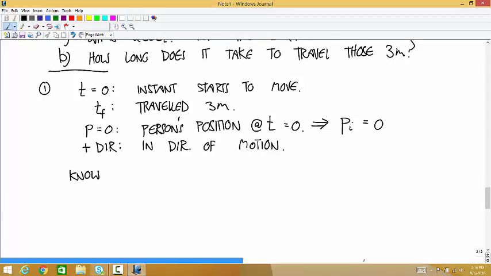Okay, now let's list out what we know and what we want. So TF, do we know the elapsed time for the motion? No. Do we want it? We want it for part B, but we don't want it yet. So I'm just going to leave it off. What about A? We want that. We don't know it. What about PI? We know that the way we specified our position equals 0 required that PI is equal to 0. What about P final? We know that P final is 3 meters in the positive direction from the 0 position. And so P final has to be positive 3 meters.